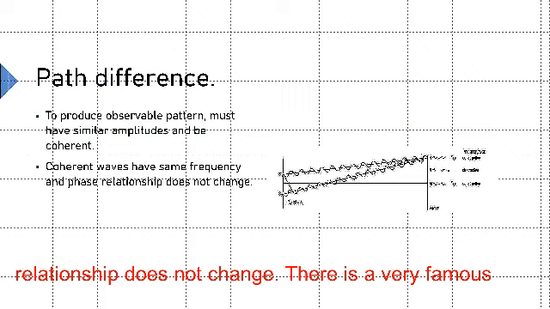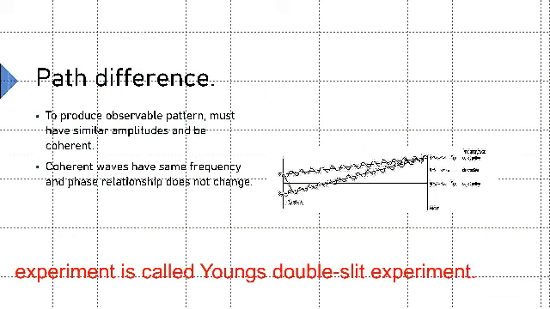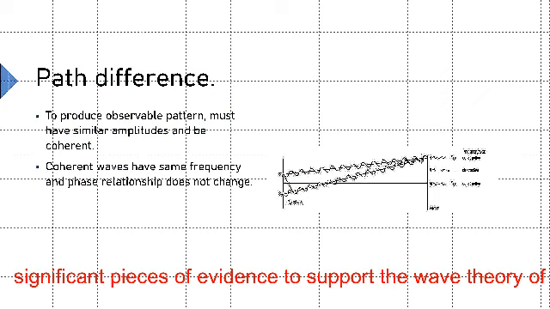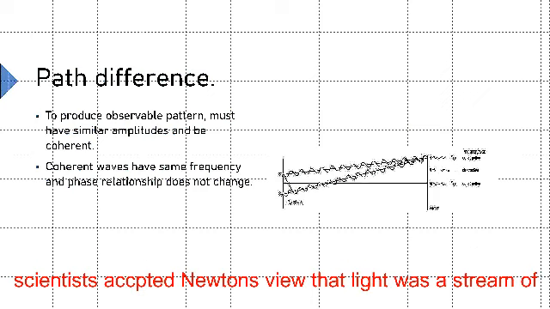There is a very famous experiment within physics to show diffraction. This experiment is called Young's double slit experiment. Thomas Young's experiment in 1801 was one of the most significant pieces of evidence to support the wave theory of light. Before Young's interference experiment, most scientists accepted Newton's view that light was a stream of particles.